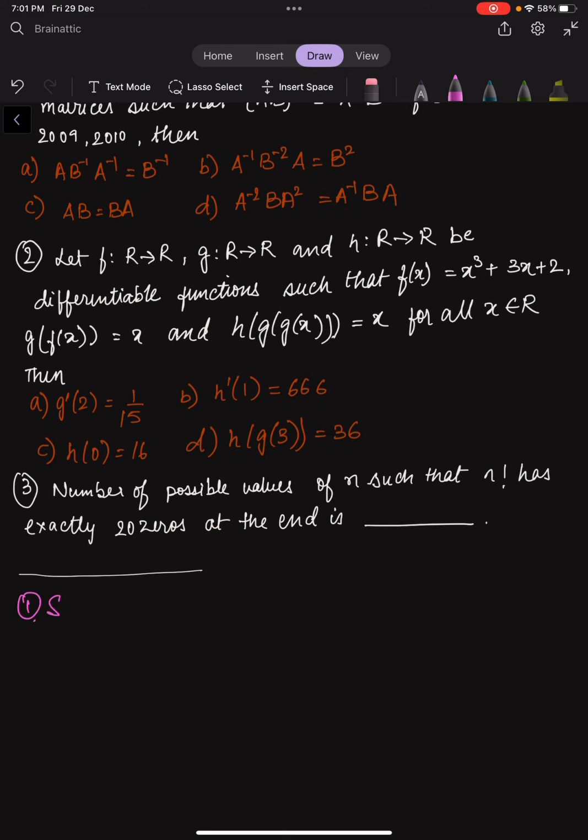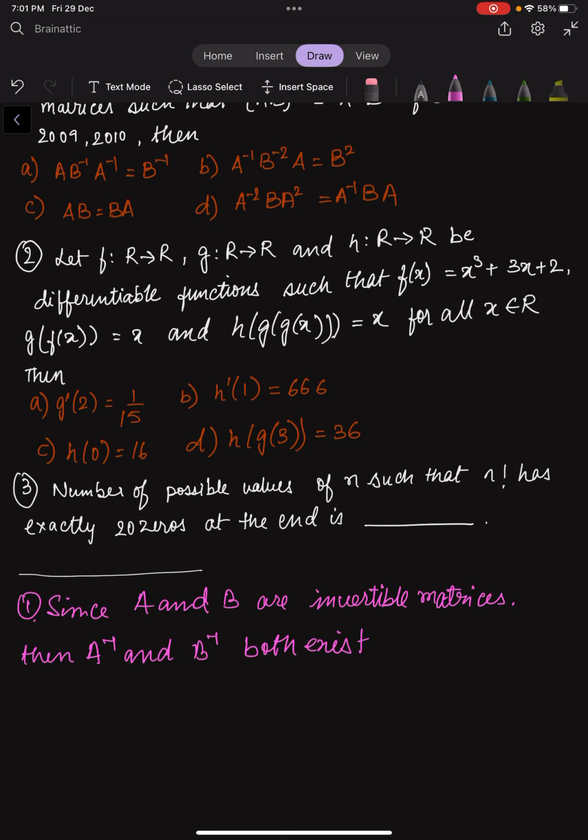since A and B are invertible matrices, then A inverse and B inverse both exist. Also, for every positive integer n, A^n and B^n are invertible.